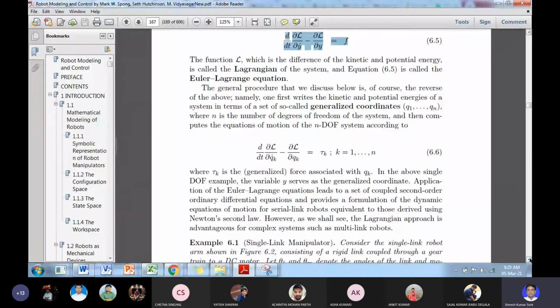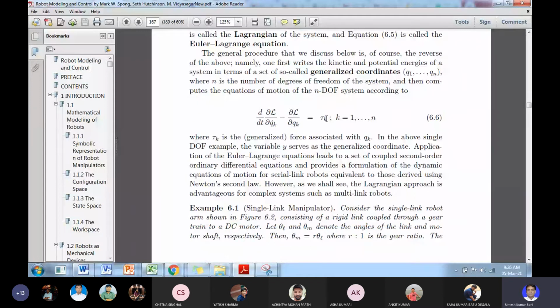So always any force and torque can be defined by this. When we take this variable as the distance, then this is the linear velocity and this is force. And when we take this as angle, then this is equal to torque. So torque and force are both derived using this Euler-Lagrange equation. Mainly in this unit Euler-Lagrange is the main component, and I think nothing more.